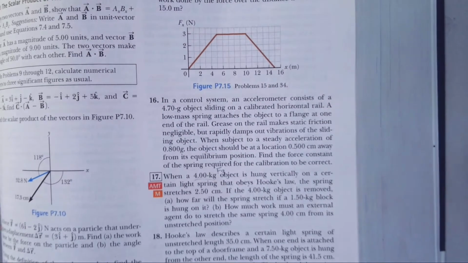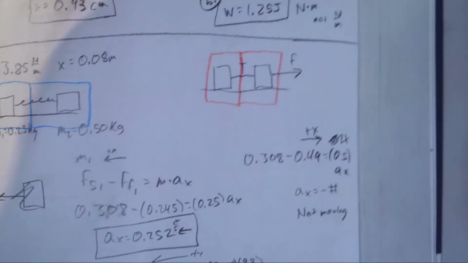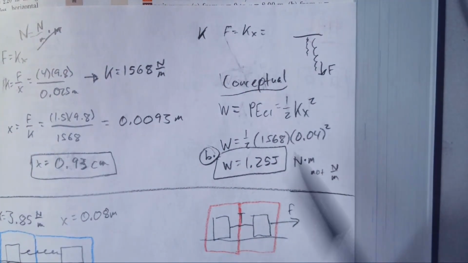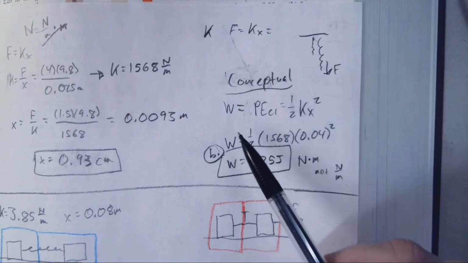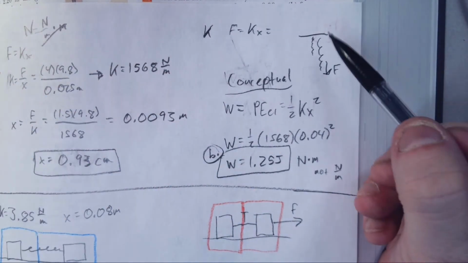They say, how much work must an external force do? So when we hear work, we should be thinking about force times distance, okay? There's that thing. But another thing that really helps conceptually here is we have to understand what work is. Work is how you put energy into a system. The system in this case is the spring.